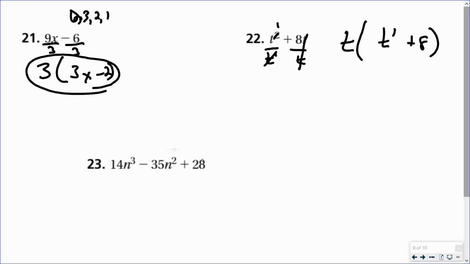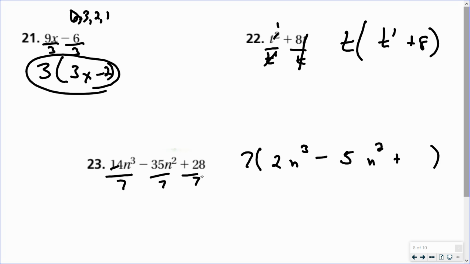Number 23. No letters in all of them. There's no n. So 14 won't go into 35. So 7 will. Let's take out a 7. And there's none in any of them. So this is over 7, over 7, over 7. And now I don't have to do anything with the variables. They're going to stay exactly the same. All right, 7 goes into 14 2 times. 7 goes into negative 35 5 times. 7 goes into 28 4 times.